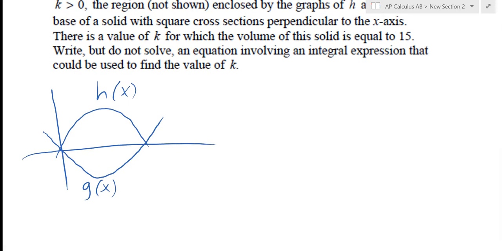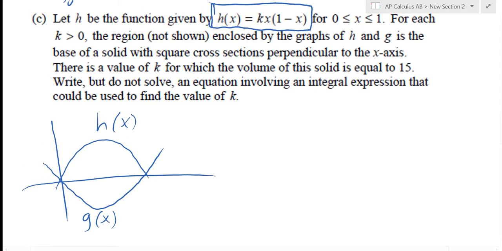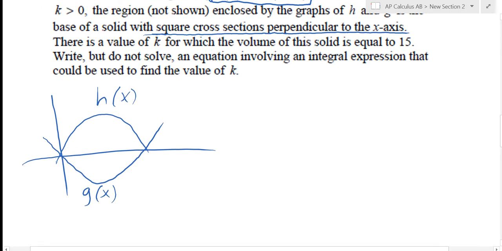Okay, now notice the language they're giving me here. This region is the base of a solid, like I was just showing you over there. Those are all bases of solids. And the cross sections are squares perpendicular to the x-axis. So what that means is there's a bunch of squares that run perpendicular to the x-axis, and they're actually sticking out of my screen. Okay? Cool. So the thickness is going to be dx.